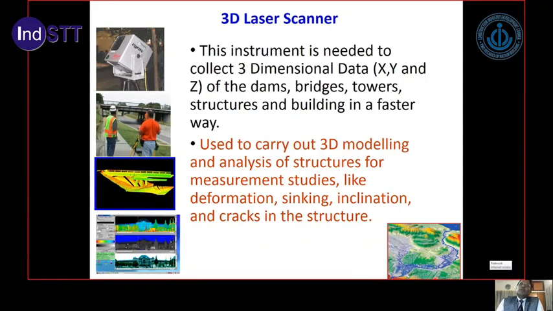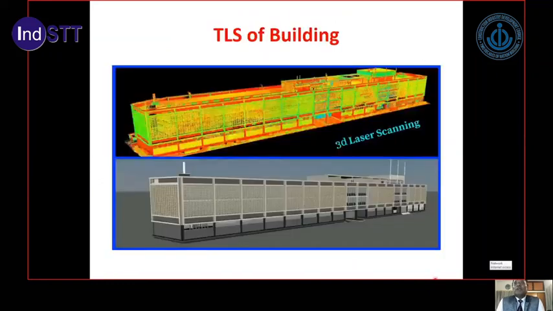So you can see that model of the building. Bottom is a photograph of the building, and the top view is the 3D laser scanning, which has been done with the help of this terrestrial laser scanner. Now, once you have this kind of data of the building, you can calculate all the dimensions of the building.